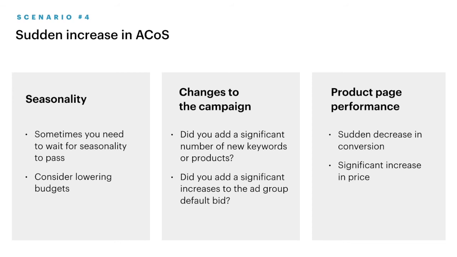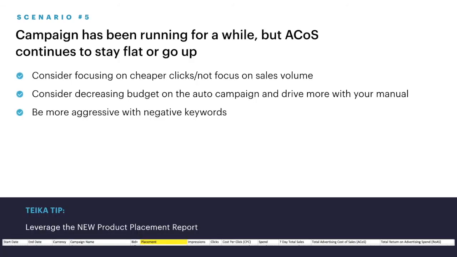Great. Speaking of patience, stick with us for a little bit here. So, our last scenario, scenario 5. This is for campaigns that have been running for a while, but you haven't really seen ACoS shift. It's either staying flat or maybe it's even increasing in some instances. So what do you do here?